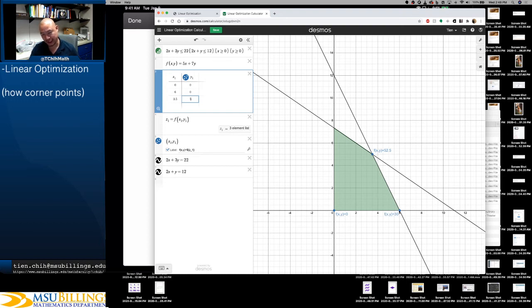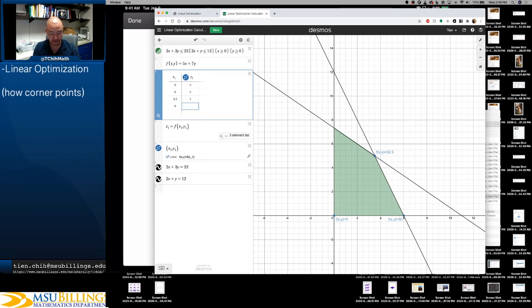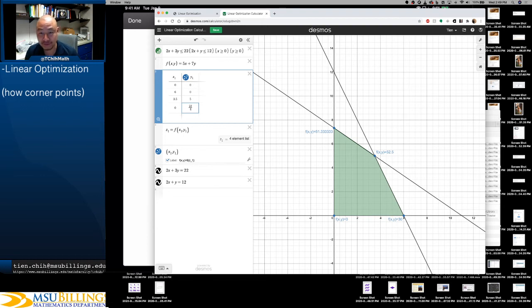Oh, we can also check that my 6 was accurate as well, right? It passes right through this line here. And so finally, I can look at my last corner, 7 and a third. 7 and a third is also 22 thirds. So the x value is clearly 0. 22 thirds would give me 51.3 repeating as my output.